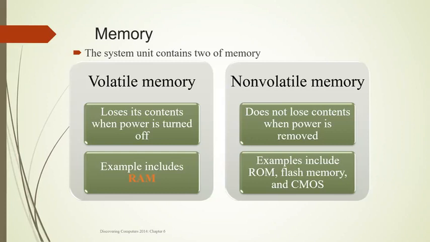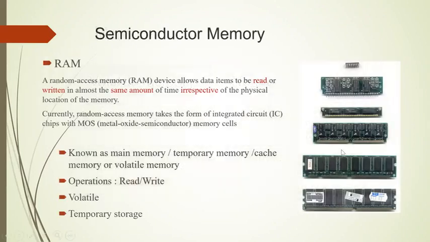So there are two main types: volatile and non-volatile. Volatile means it loses its content when power is turned off. The other type, non-volatile, does not lose the content even when there is no power. Here you can see on the left side different sizes of RAMs based on your computer versions. The random access memory.